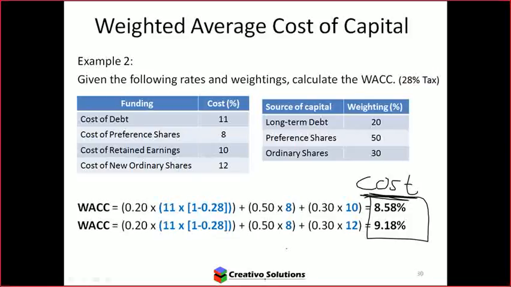But what's the point of calculating both if the ordinary shares is more than the retained earnings? Because it gives you two different scenarios. Scenario 1 is if I use the cheaper financing. Scenario 2 is if I use the more expensive. But it can be swapped around, hey? If it's swapped around, it's still the same thing. It's still going to be 8.58 and 9.1.